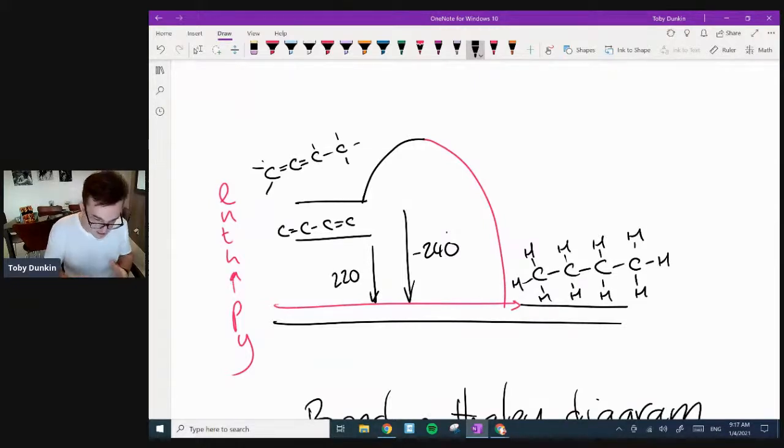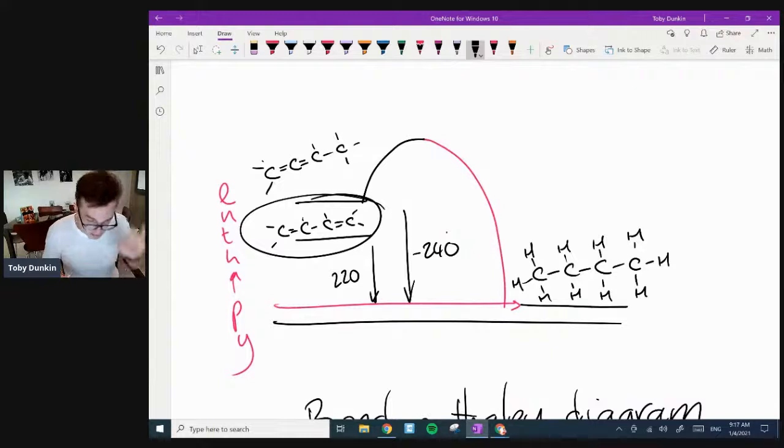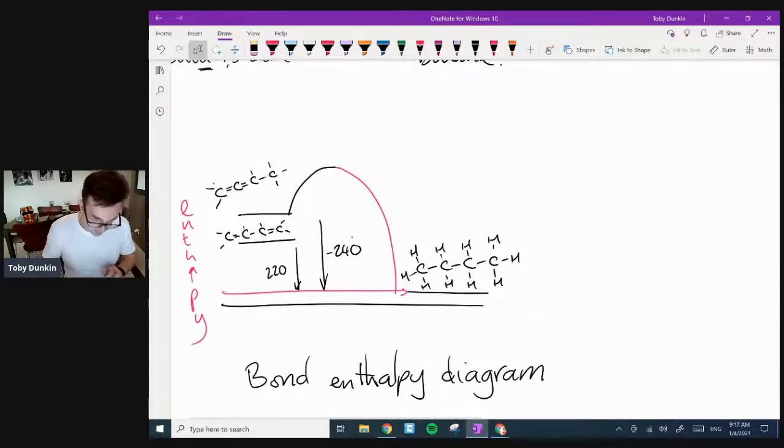What that tells us is that the bond enthalpies in that diene are more stable. The bonds are stronger in that diene than they were in the 1,2-diene. And we now need to explain why. The reason is the gap between them is perfect for pi overlap. Let me explain what that means.